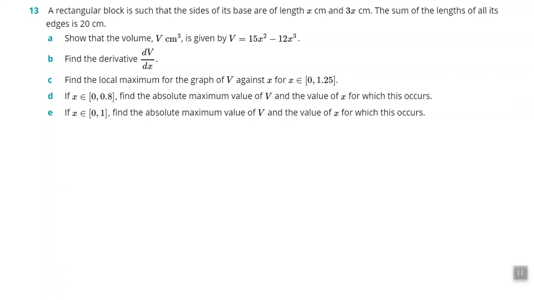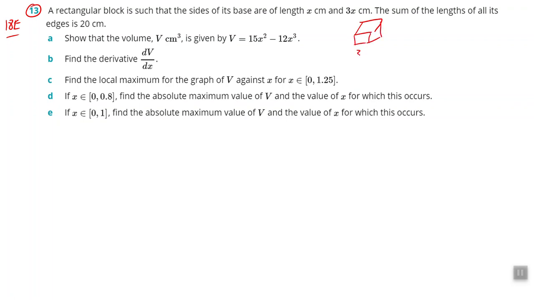This is for Year 11 Methods. We're going to look at question 13 from exercise 18E. A rectangular block is such that the sides of the base are of length x centimeters and 3x centimeters. So we're going to draw a rectangular block.